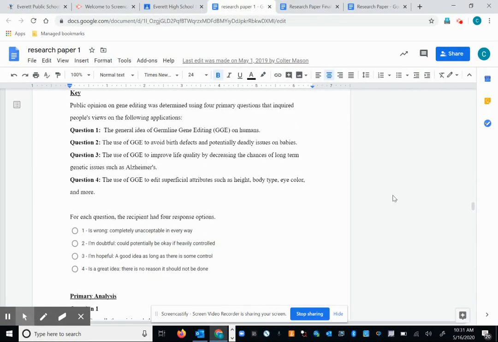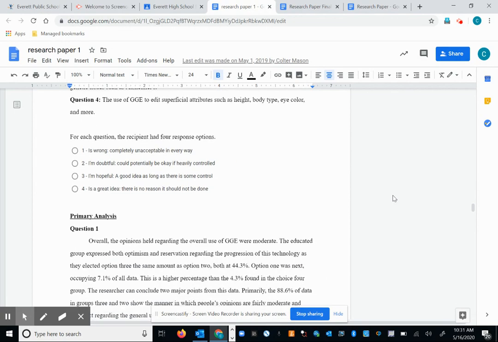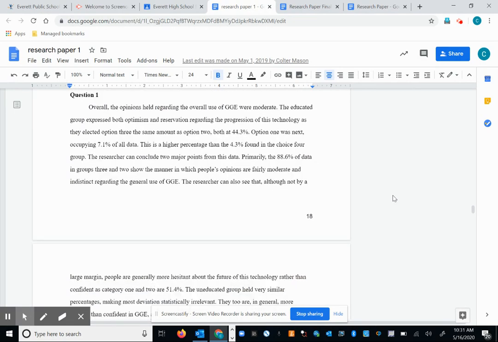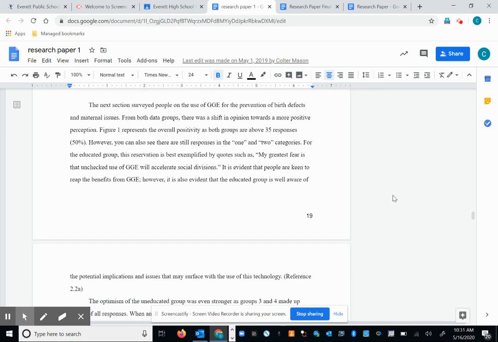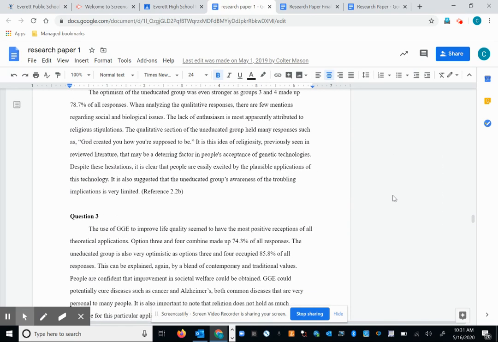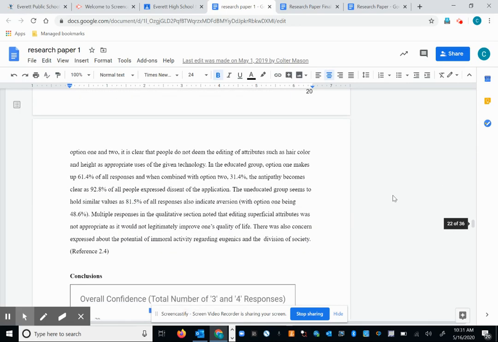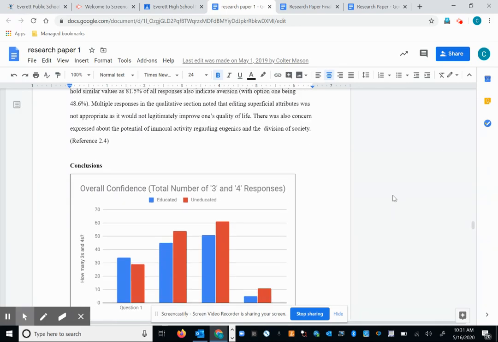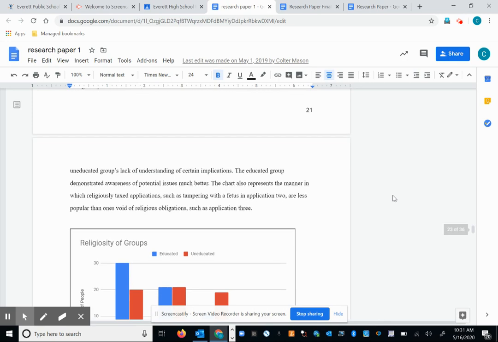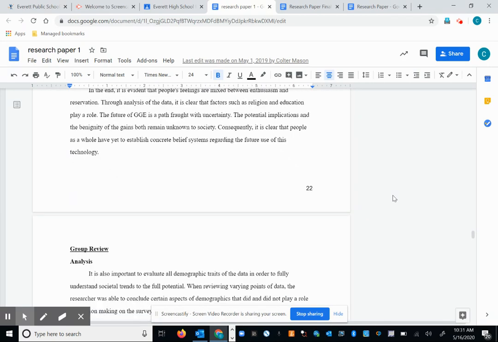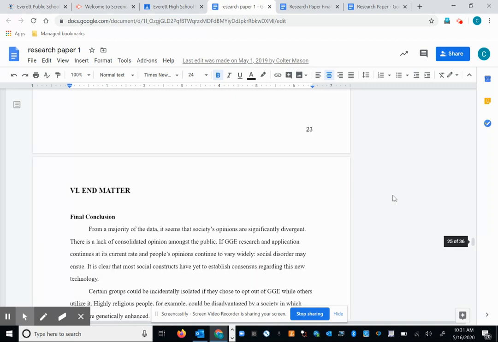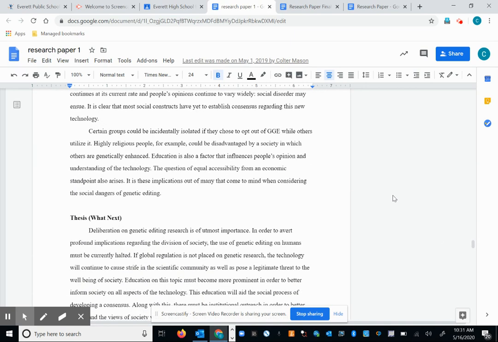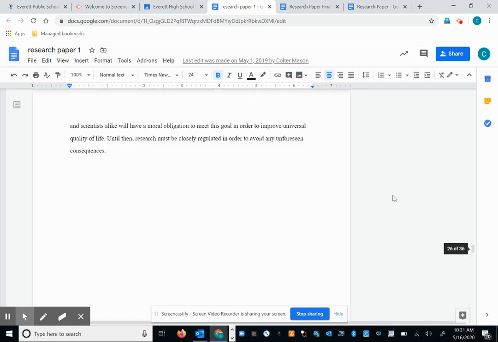Then here's where they analyzed their data. So they showed you what their question looked like. Then they analyzed question 1. Then here's question 2, a graph. Then they analyzed it. Here's question 3, question 4. So if you notice, not every question has to have a graph. So then they just kind of go through each question. Group review, kind of an overall. Then end matter is kind of a final conclusion, what would happen next.